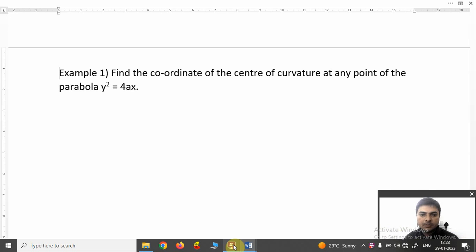Today I am going to solve this example: find the coordinate of the center of curvature at any point of the parabola y square is equal to 4x. Before this I will explain some definitions and formulas, and later I will come to this point, how you are going to find the coordinate of the center of curvature.